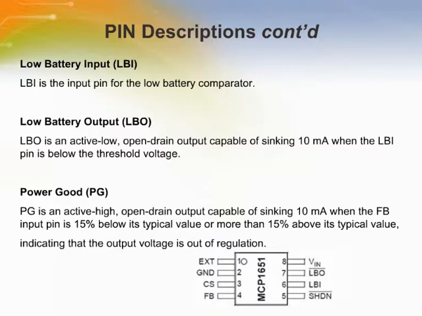Power good is an active high open drain output capable of sinking 10 milliamps when the FB input pin is 15% below its typical value or more than 15% above its typical value, indicating that the output voltage is out of regulation. Other pins include circuit ground and input voltage.